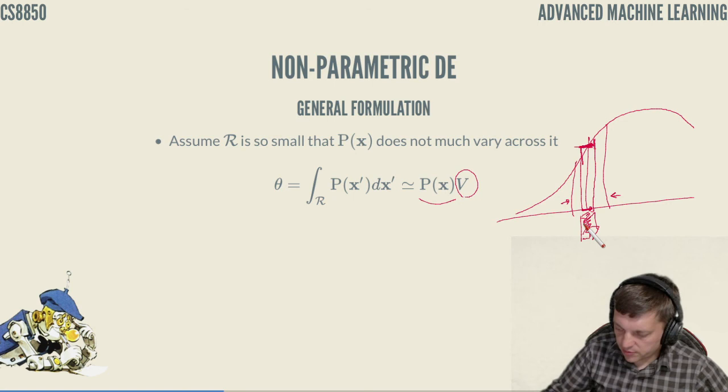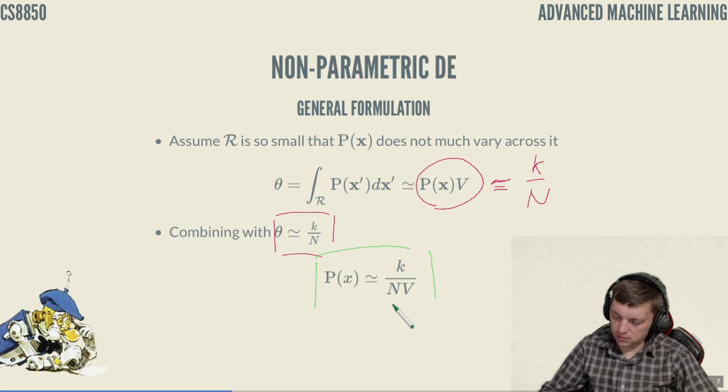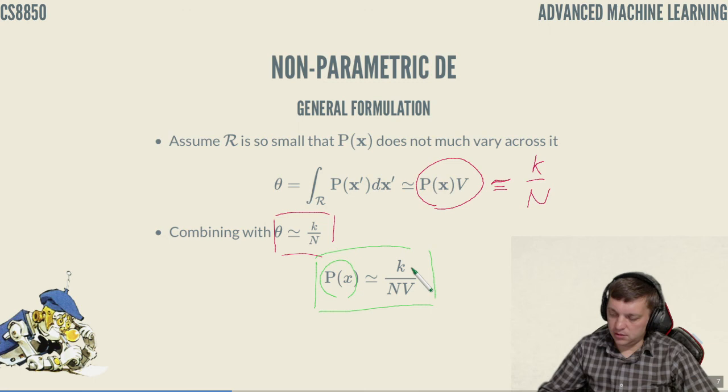And then now we know that as n goes to infinity, a good estimator for theta is k over n. But look here, theta equals probability density times v, and also is approximated by k over n. Rearranging, we can obtain an approximation to probability density as k over n times v. K is the number of samples that fell into the specific volume v, out of our random sample, and n is our total sample size.